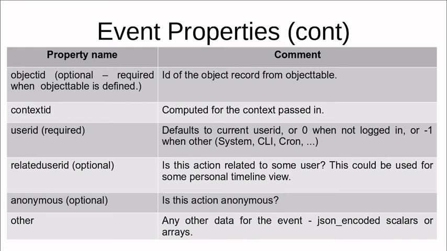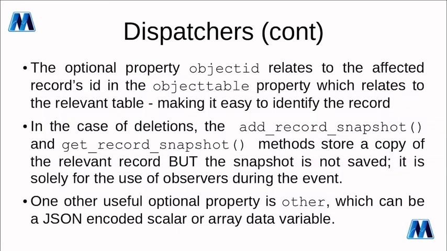And then a very useful one is other, which is any other data that you want registered for the event. This is where it's useful for logging. This is where you can put your details of what you're logging in the other, which is a JSON encoded scalar or array. Okay, as I mentioned there, the optional object ID relates to the record ID in the object table property. So it makes it easier to actually identify the record that's being affected by the event.